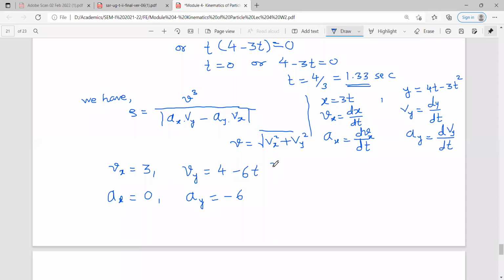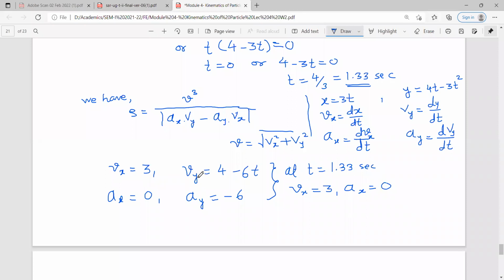We want these values at time equal to 1.33 seconds. So put the value of t equal to 1.33 here. So the values will come as Vx. In the formula for Vx there is no t, so the value of Vx will not change, it will remain 3 only. Ax is 0. There is no t in the formula of Ax. So that is 0.